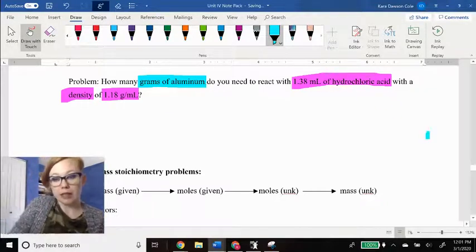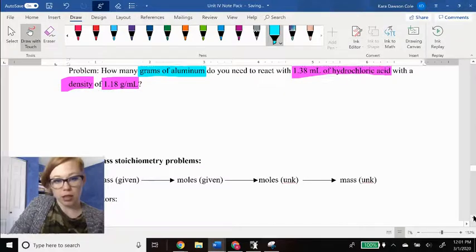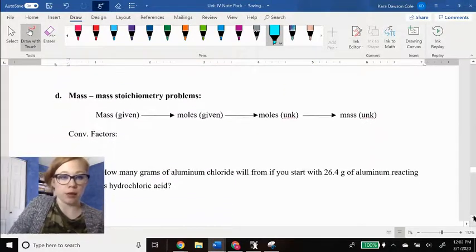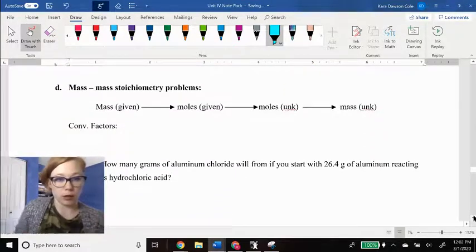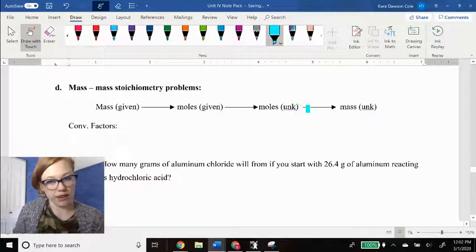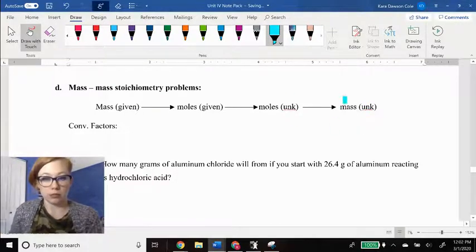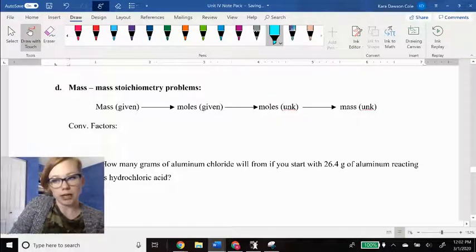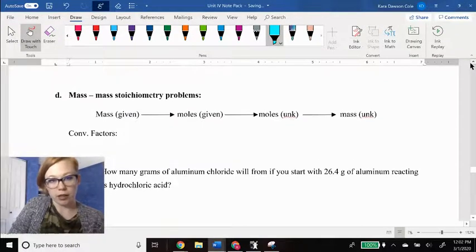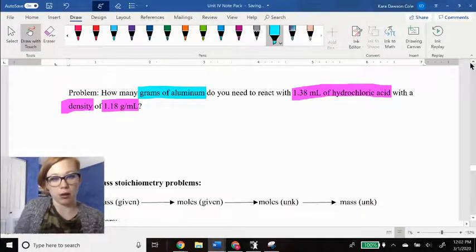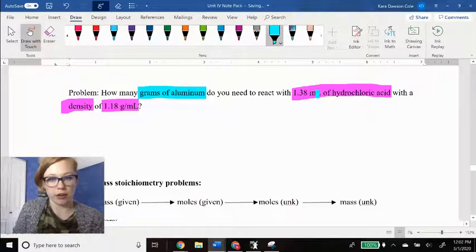This is a bit more of a complex problem, and it's mainly following the mass to mass stoichiometry problem. So I'm going from mass of my given to moles of my given to moles of my unknown to mass of my unknown. This is the way we're going to go about it. This particular problem takes it a step further: I've got density that I need to go through first.